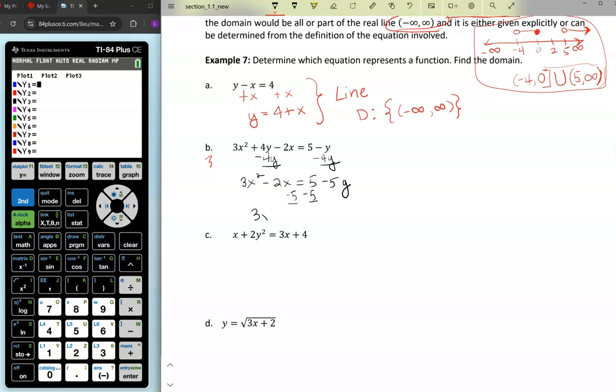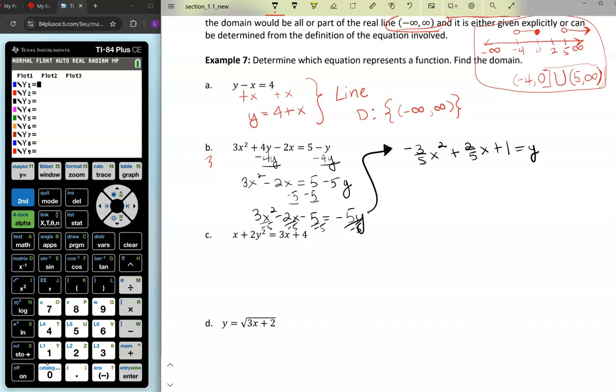And I have 3x squared minus 2x minus 5 equals a negative 5y. Right. And the last step is to divide by negative 5. And when we do, remember it changes the sign because we're dividing by a negative. So I have a negative 3/5 x squared plus 2/5 x plus 1 equals y. And once again, I just divided everything by a negative 5, all the way across. And then I wrote it as a fraction just to have it easier for me to look at.